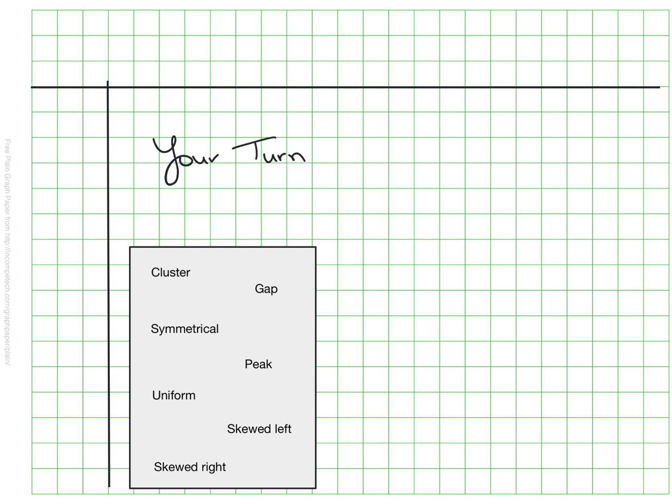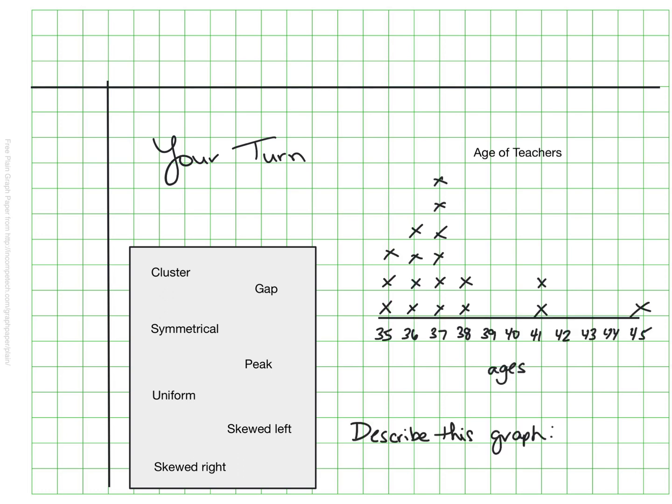As we get to the your turn, here's just a little word bank of the words that I use to describe some of the data. And I'd like you to use those words to describe this graph about the age of teachers. And so you can talk about whether there are any clusters and where they might be, if there's a gap, if there's a peak, if it's uniform, if it's symmetrical, if it's skewed one way or the other. Write down what you notice or label this however you think you can best to describe this graph.